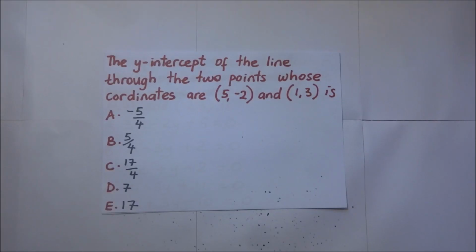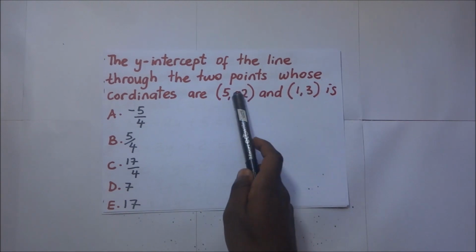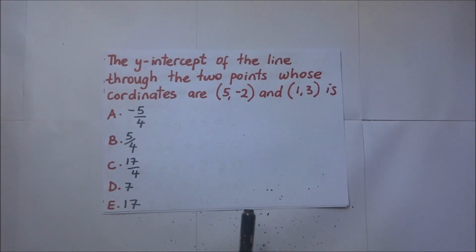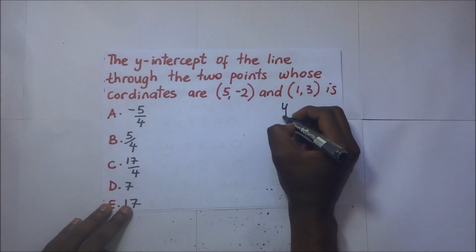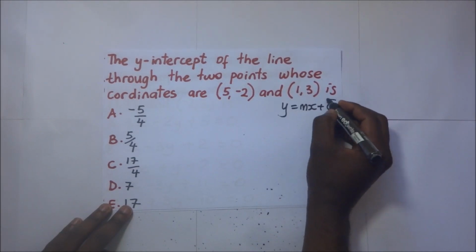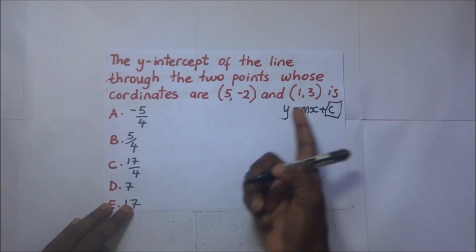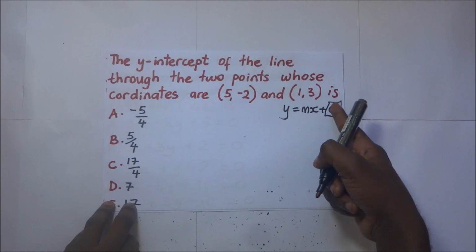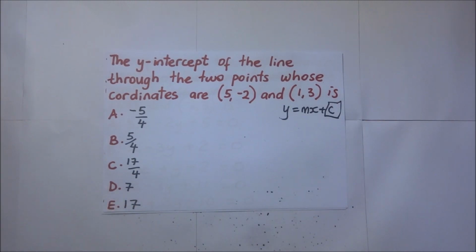So we have the y-intercept of the line through the 2 points whose coordinates are this and that. Definitely here we are just going to find the equation of this line, and then we will be able to find the y-intercept. Remember y is equal to mx plus c, where c is the y-intercept. So if we find the equation of this line in this form, we're able to identify the value of c, and the value of c is the y-intercept.